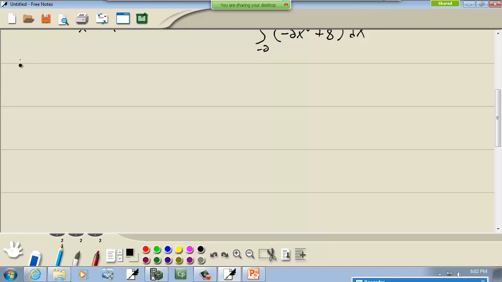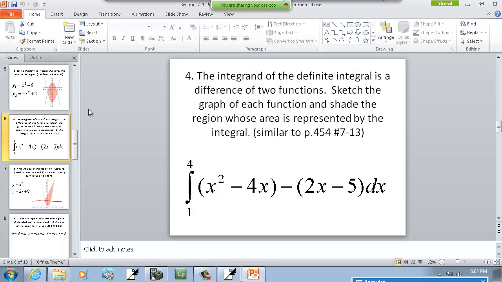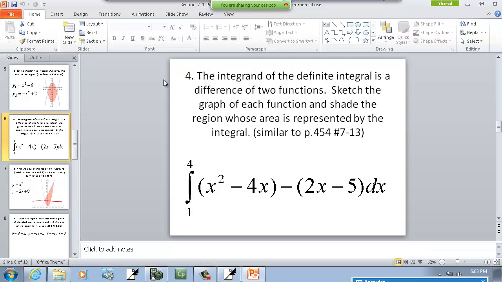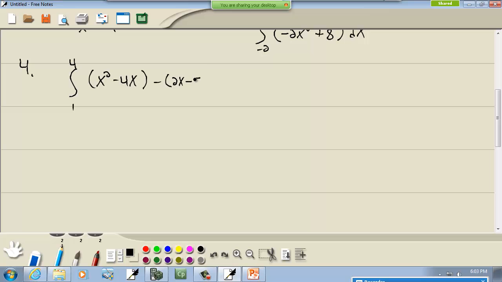Okay, so 4. It says the integrand of the definite integral is a difference of two functions. Sketch the graph of each function and shade the region whose area is represented by the integral. And notice how everything's in terms of x's. This is dx, which means this is type 1. So from 1 to 4, and we got x squared minus 4x minus 2x minus 5 dx. So this is going to be the graph that's above, and this will be the graph that's below.